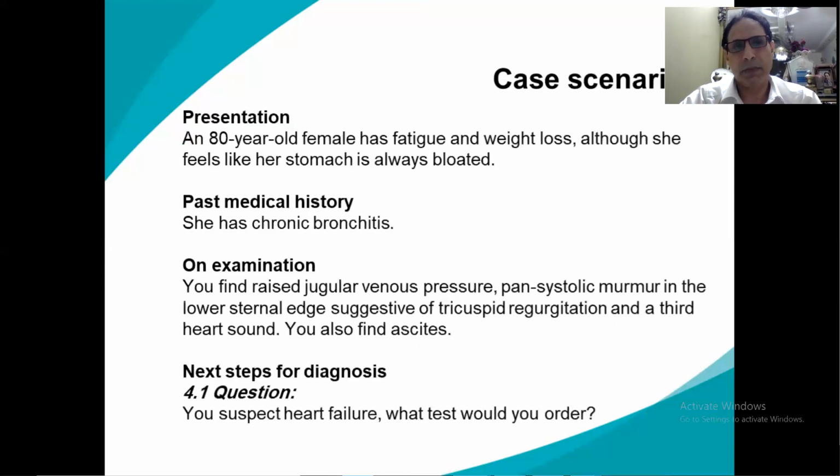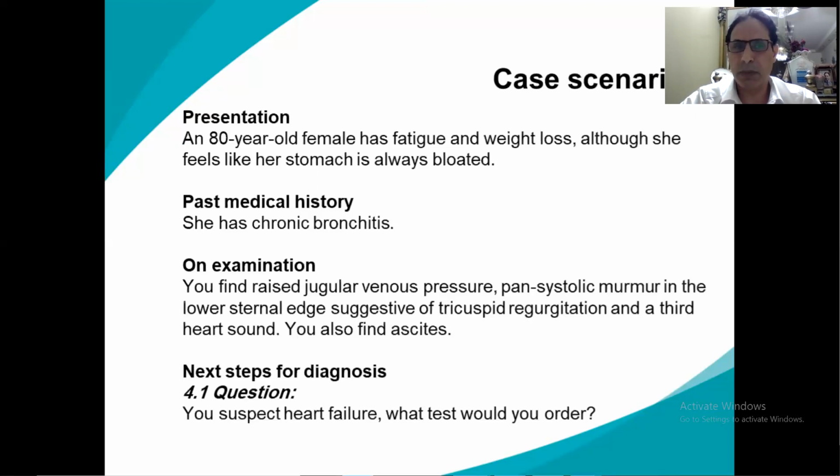Another case: an 80-year-old female has fatigue and weight loss, although she feels like her stomach is always bloated. Past medical history: she has a history of chronic bronchitis. On examination, you find JVP elevated and a pansystolic murmur.